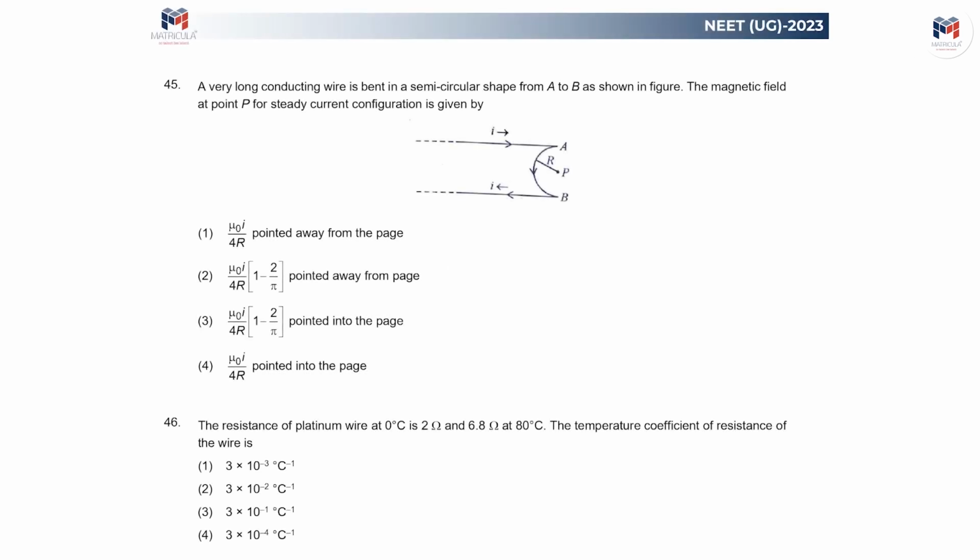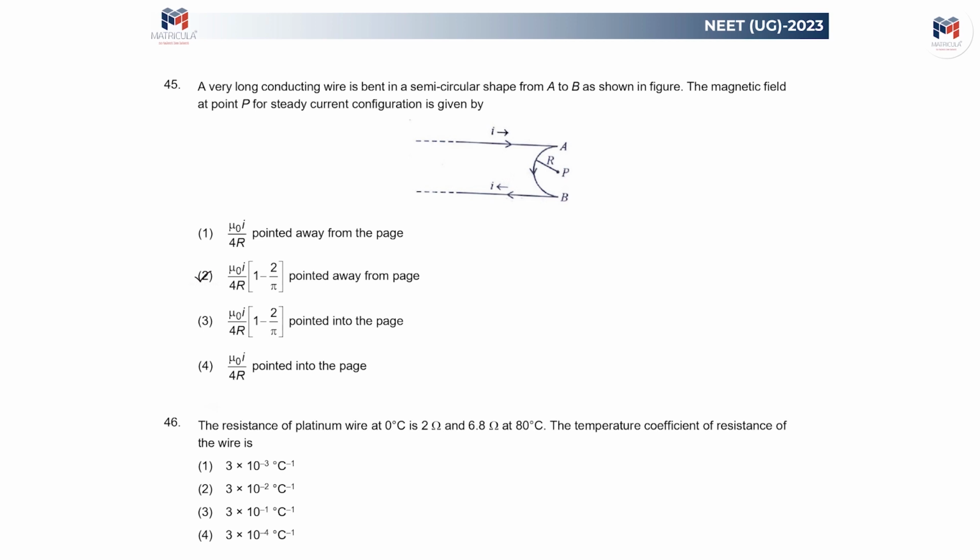Question number 45. A very long conducting wire is bent in a semicircular shape from A to B as shown in figure. The magnetic field at point P for steady current configuration is given by. The answer is option number 2, μ0 I by 4R multiplied by (1 minus 2 by π), pointed away from page.